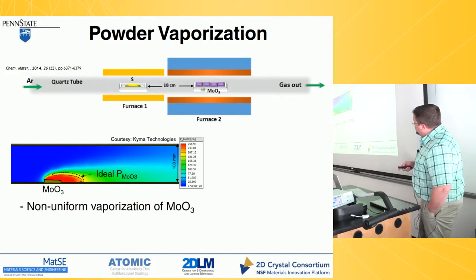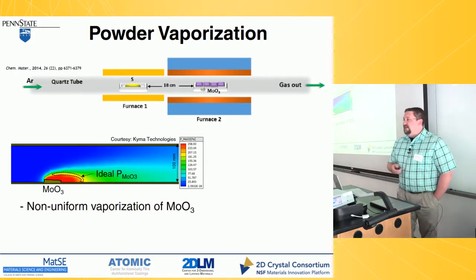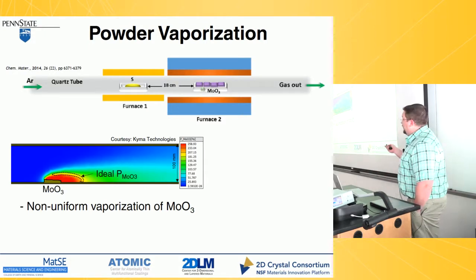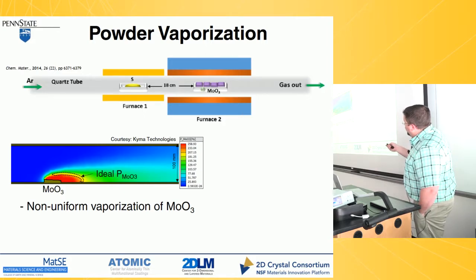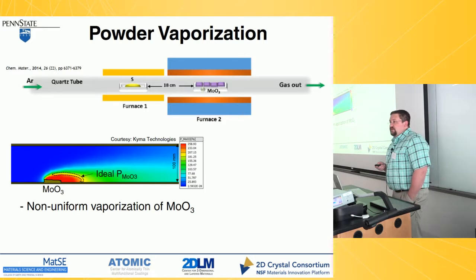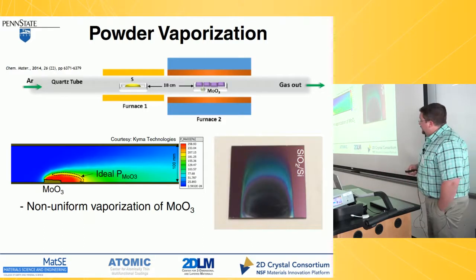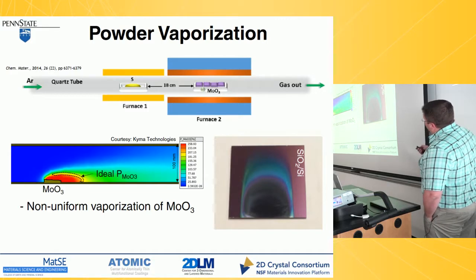The problem is the ideal partial pressure for the moly oxide or the metal oxide is in that arc shown right there, in this little orange place here. Everything down here, you get very little to no nucleation. Everything up here, you get giant amounts of molybdenum oxide coming off. You end up with a sample that kind of looks like this.